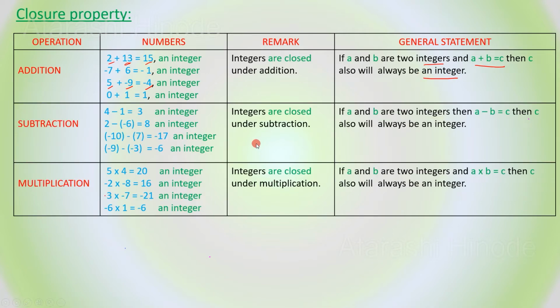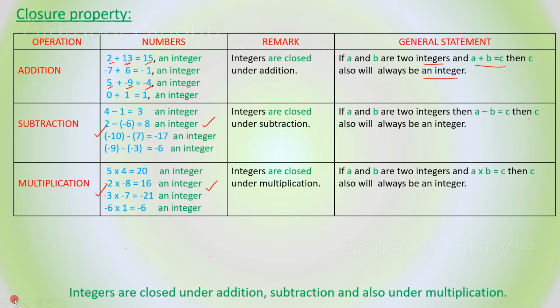It is the same in the case of subtraction and multiplication. That is, when we subtract an integer from another integer, the difference is again an integer. And when we multiply two integers, the product is also an integer. So we can say integers are closed under addition, subtraction and multiplication.